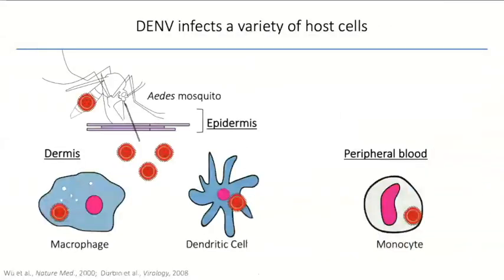Dengue virus is transmitted by the bite of a female Aedes mosquito. The virus initially infects professional antigen-presenting cells in the dermis, such as macrophages and dendritic cells, before it is trafficked to the lymph nodes. From the lymph nodes, the virus is able to infect more cells and spread systemically. Monocytes are the main cell type that is infected in the periphery.